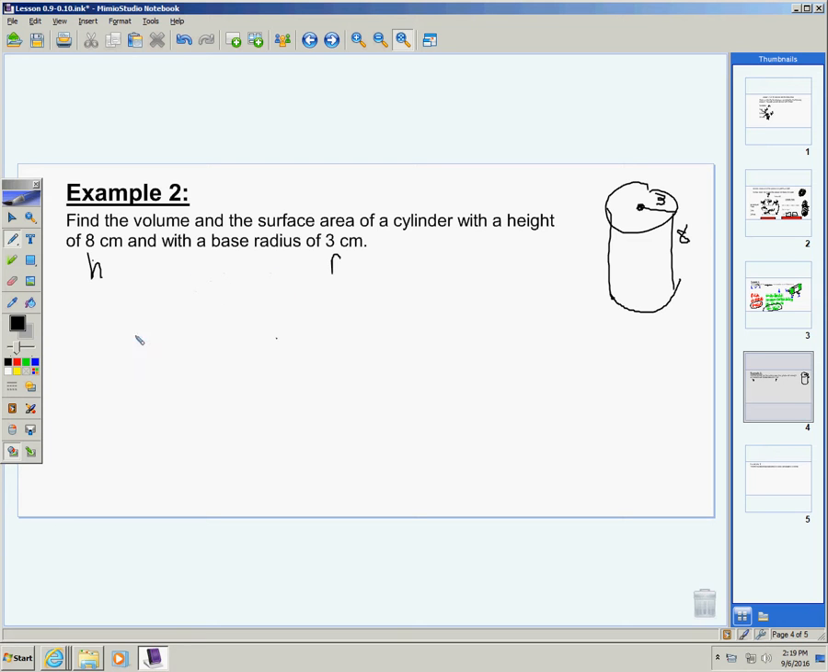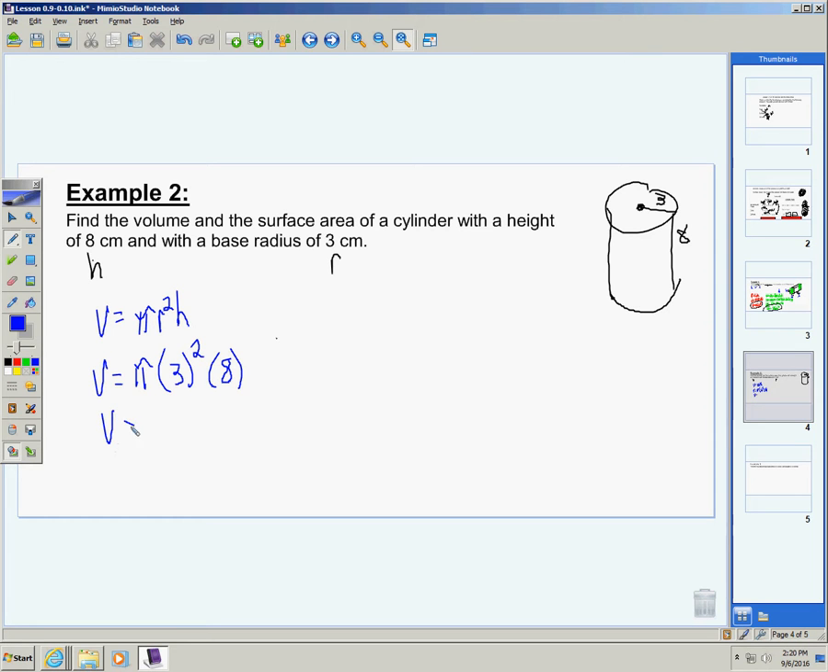So I'm just going to go ahead and plug into my two formulas. First formula, volume equals pi r squared h, which means I'm going to do volume equals pi, plug in my radius, which is 3, squared times the height, which is 8. Just plugging in for my two variables.